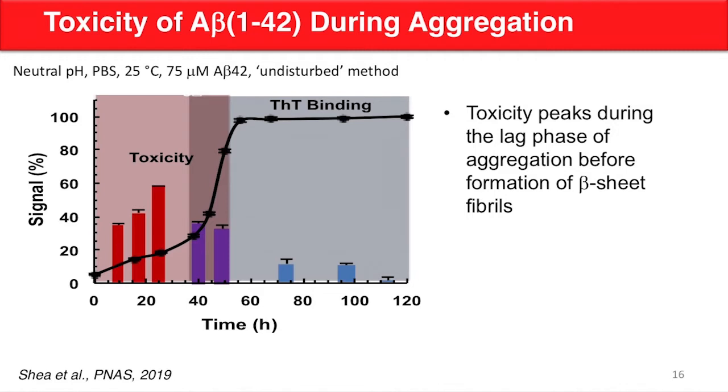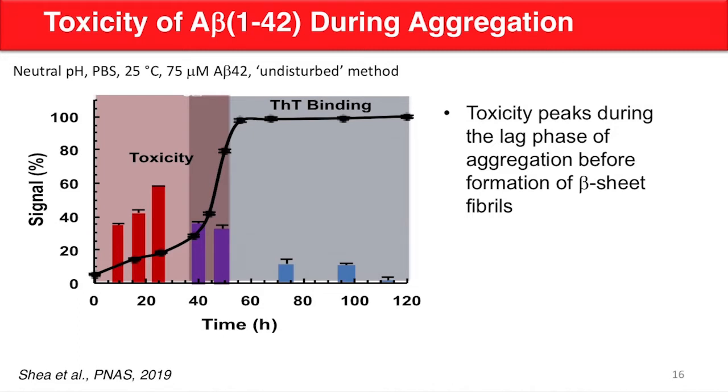And so this is A beta 42. You can see the conditions for it. And we are monitoring, in the black curve, the binding of ThT, the fibril formation. So you see a lag period, an increase, and then we get mature fibrils. And then the bar graphs are now showing toxicity.